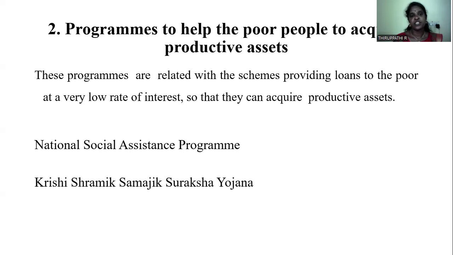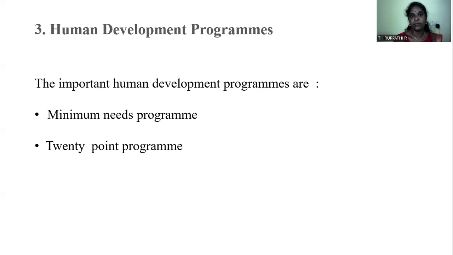This program has introduced a number of schemes. One is the National Old Age Pension Scheme. The next is the National Family Benefit Scheme. And the other one is the Maternity Benefit Scheme. The next program is Krishi Shramik Samajik Suraksha Yojana. This program was launched in July 2001. The aim of the program is to provide social security to agricultural laborers within the age group of 18 to 60 years. And the next is the Human Development Program.